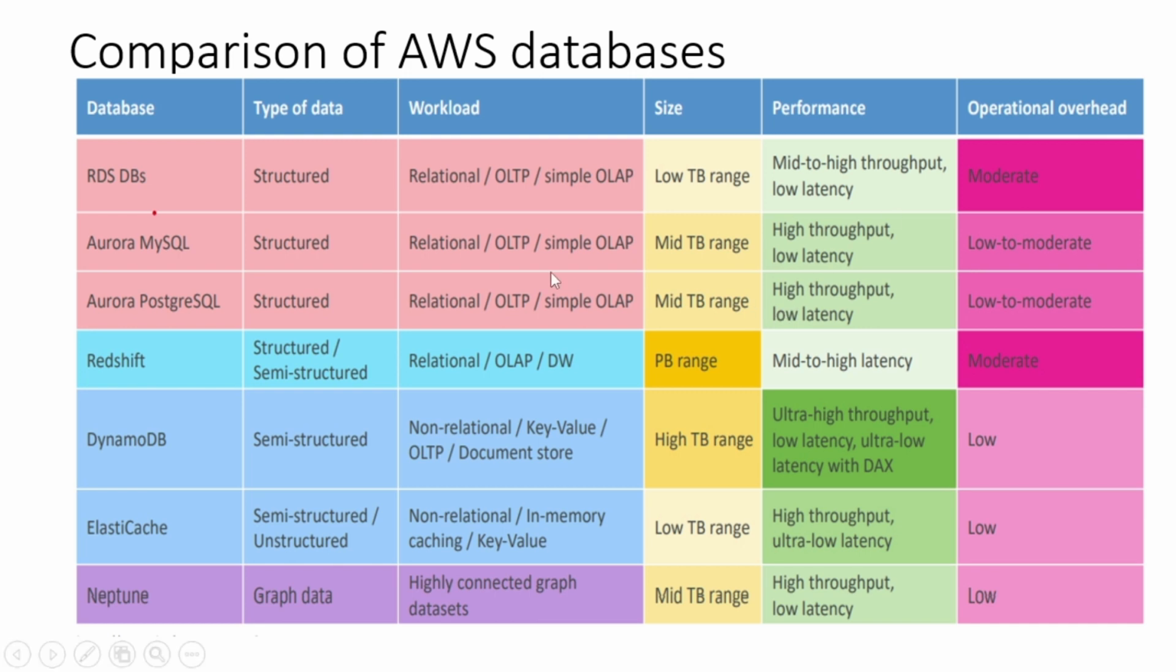And then it comes to DynamoDB. It has got semi-structured type of data, and it is a key value, whereas in Neptune it is graph datasets. And again, operational overhead is very low over here because these all come as serverless. And then if you see again the size, it is a high TB range for all these databases, so they can typically handle a large amount of data. Whereas since ElastiCache is memory based, it has got a relatively lower TB range. So essentially you have to architect your solution so that you can take the best advantage of all the things that these databases have to offer.